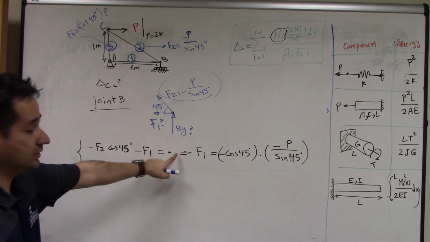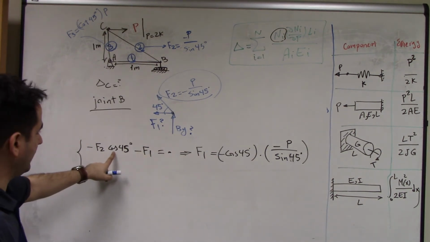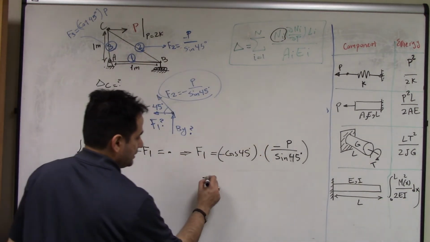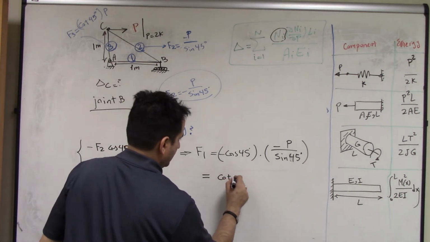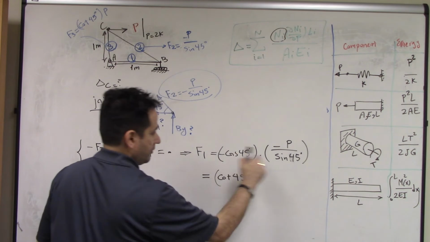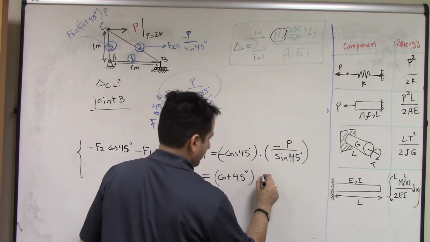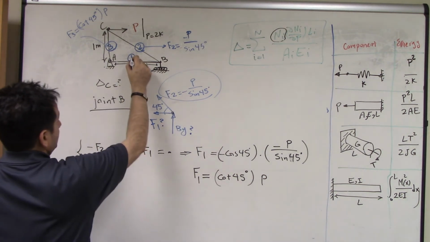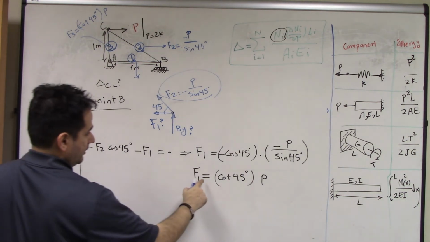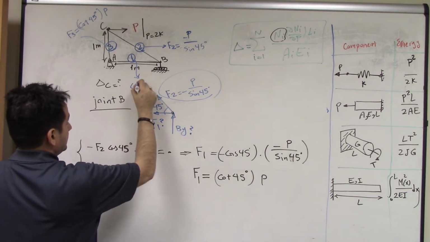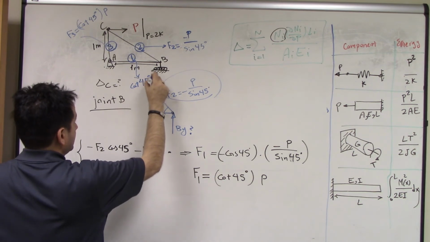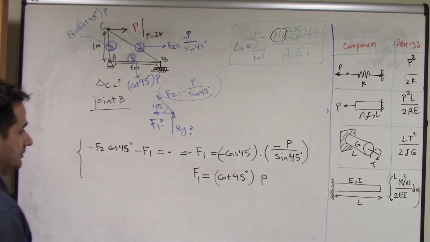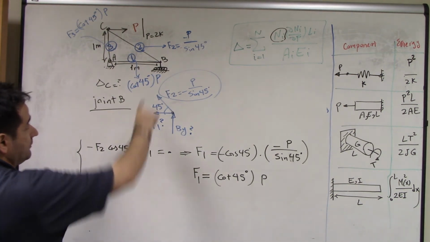So you take it to the right side, F1 is negative cosine 45 times F2. And F2 from here, previous solution, negative P over sine 45. And immediately you see it is cotangent 45, cosine divided by sine, cotangent 45 times P. This is F1. So let's write it here. So you write cotangent 45 degree times P. Right? So this is F1, positive and negative.